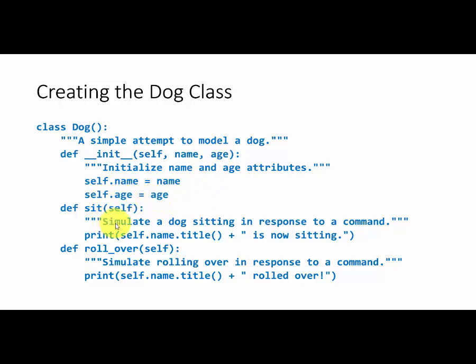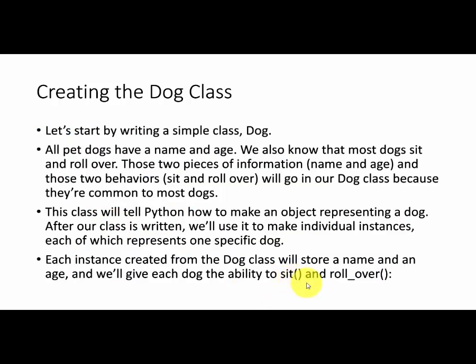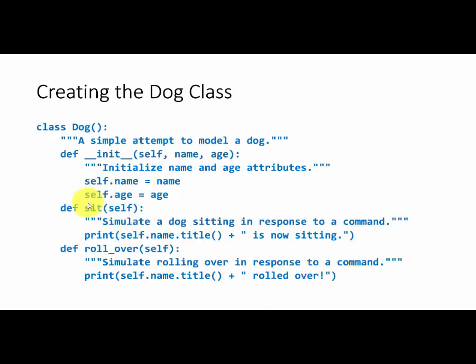Now as we discussed, we have a sit method and a rollover method. The sit method will accept the name of the dog and also the age of the dog. Here I am trying to print what my dog's name is.